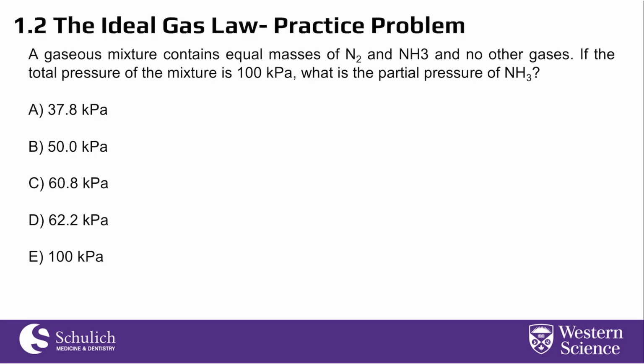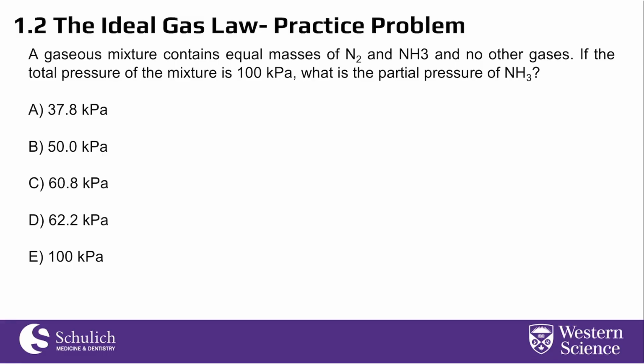And so we just have one last question. If you want to pause it and try it yourself, I'm just going to start working on it. So for this, we need to use Dalton's law of partial pressure. And so we're given that the mixture has equal masses of N2 and NH3, and we're told that the total pressure of the mixture is 10 kilopascals.